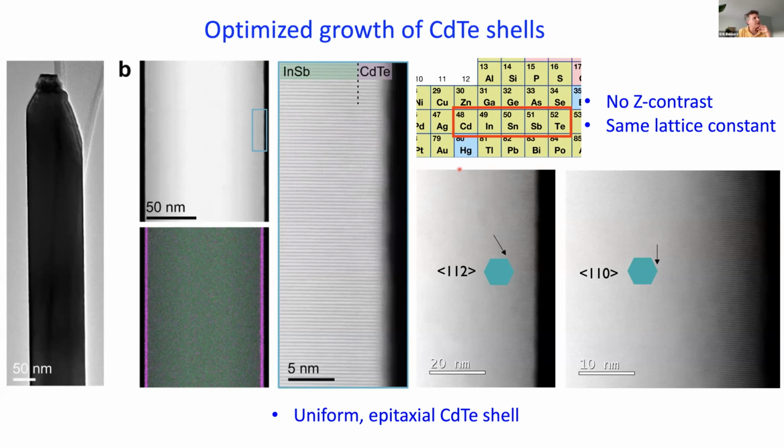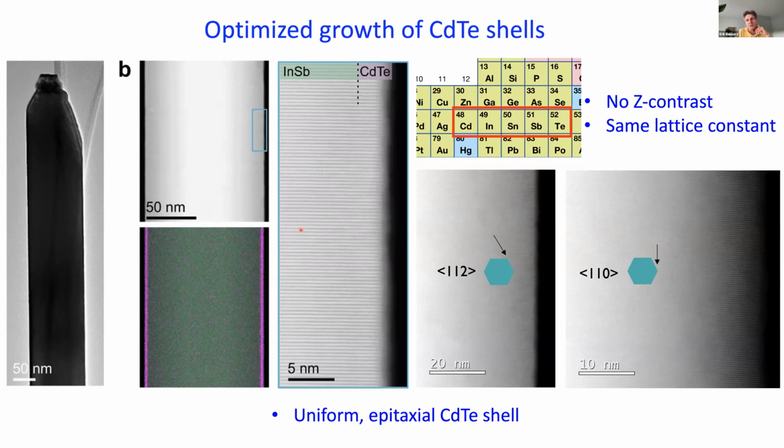The reason is that if you look at this part of the periodic table, which I depicted here, you can see the row in which we find these elements. Here we have indium, here we have antimony, and the average atomic number is 50. And here we have cadmium, and here we have tellurium. The average atomic number of cadmium telluride is also 50. That means we cannot expect to have any Z contrast in this dark field imaging.